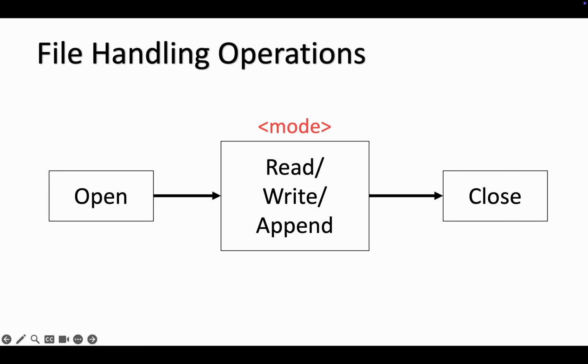There are three basic operations in file handling. The first thing you usually do is open it. When you open it, do you want to read it, write on it, or append on it, which means there's already data in there and you would like to add something. And usually if you open, you need to close, so that we avoid corrupting the file.